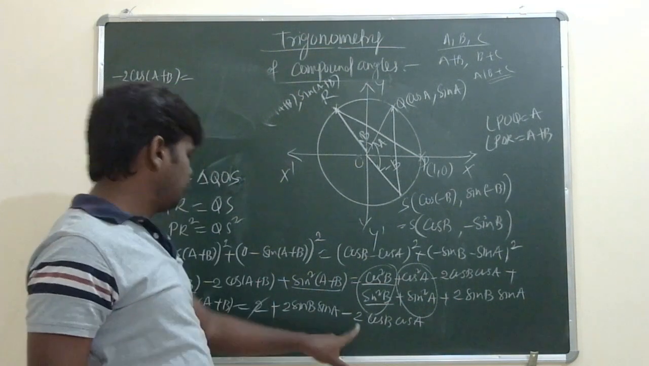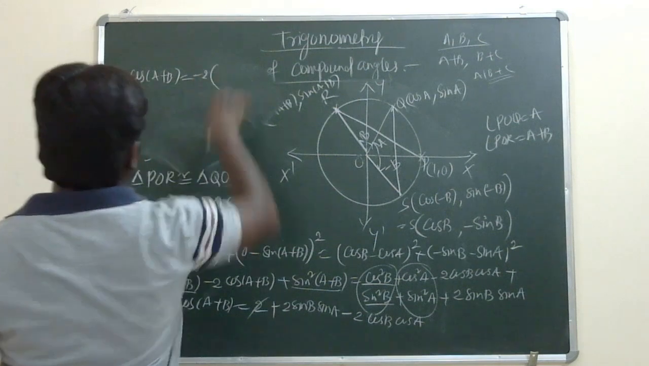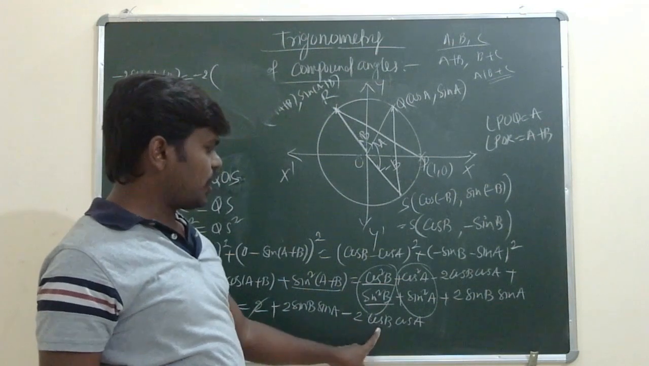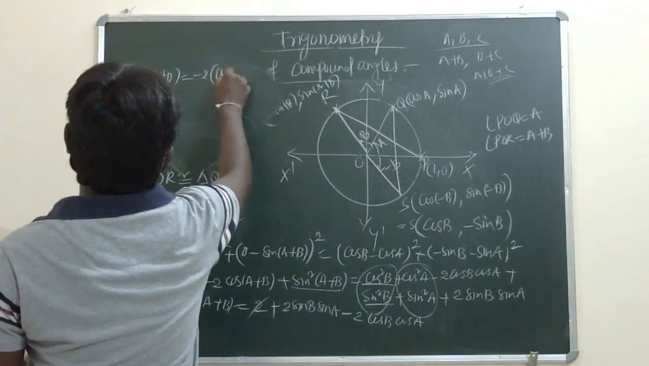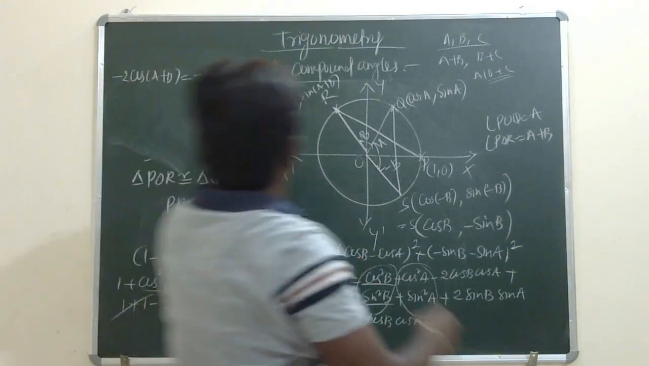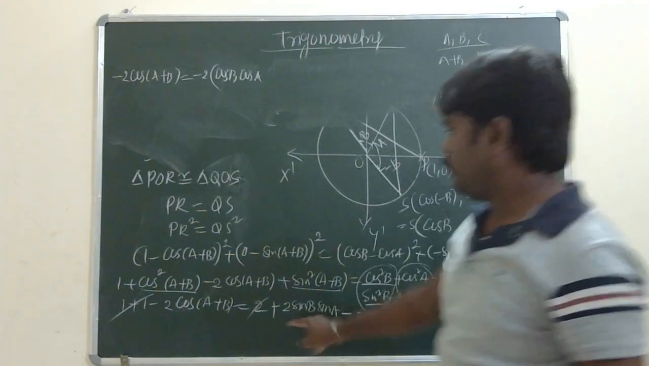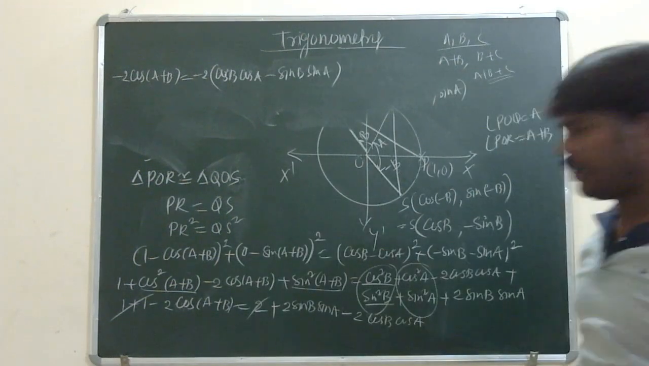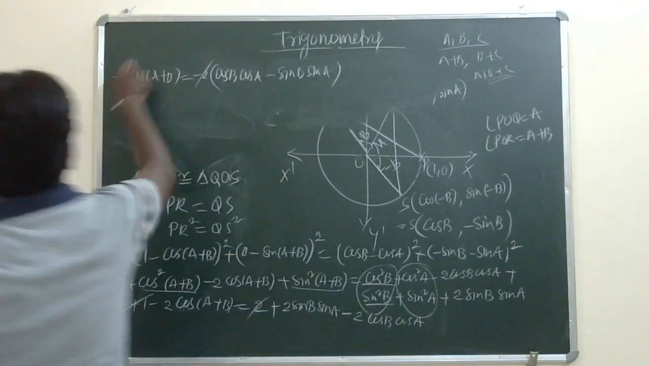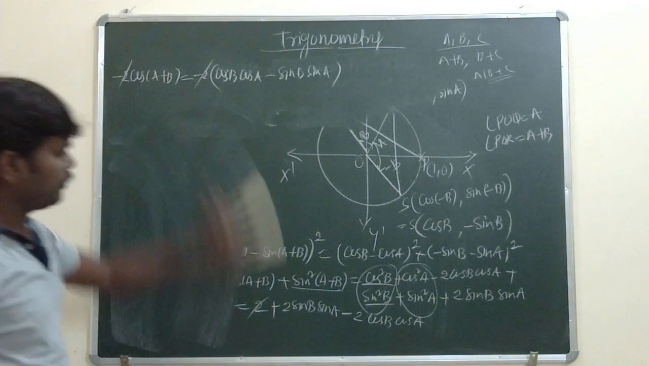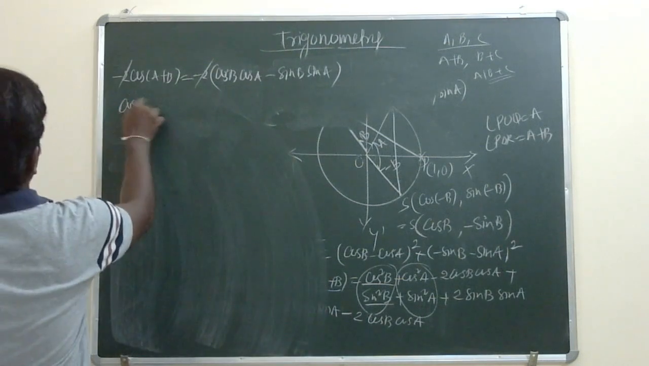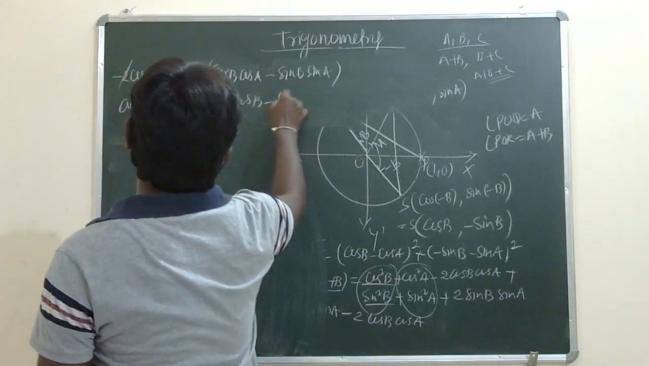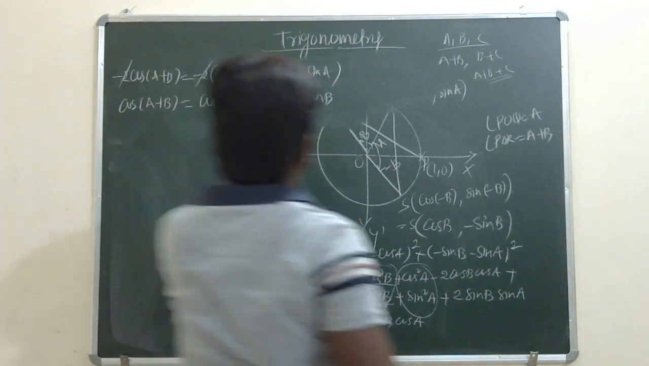So here I am taking minus 2 common. When you take minus 2 common, then here you will get, this will become the positive sign. So cos B cos A minus sin B sin A. Okay, so now here we can cancel this minus 2 on both sides. So hence here we can write cos(A plus B) is equal to cos A cos B minus sin A sin B.